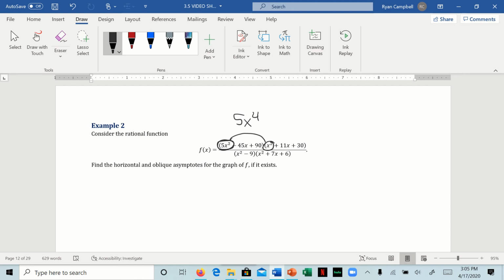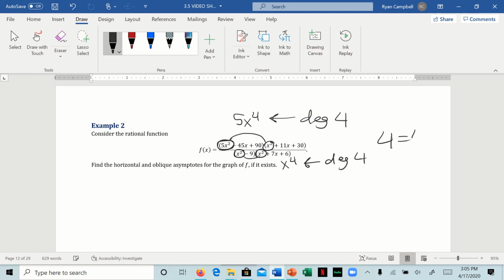Same thing with the bottom. The highest exponent on the first polynomial is x squared. The highest exponent on the second one is x squared. So when you multiply these two together, you're going to get x to the 4th. So which means the degree of the top is going to be 4. And the degree of the bottom is going to be 4.